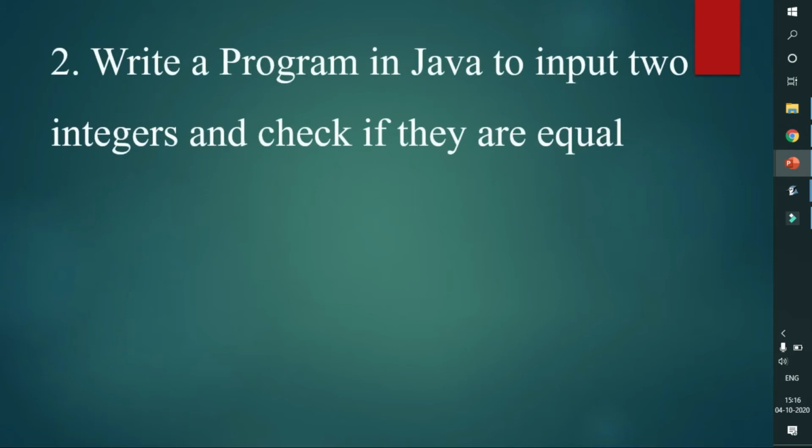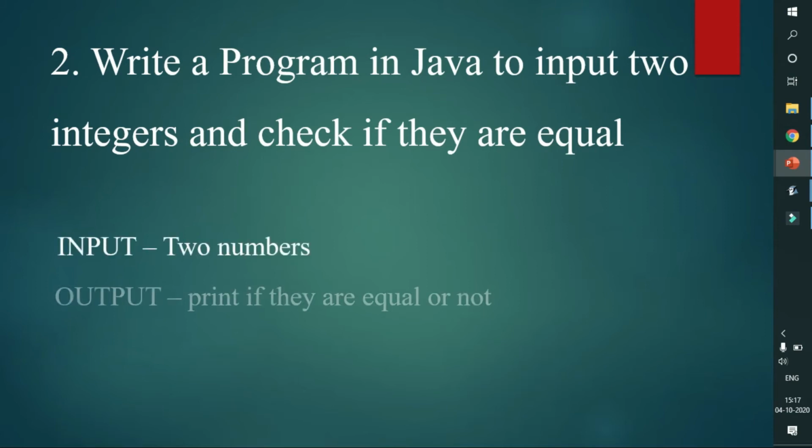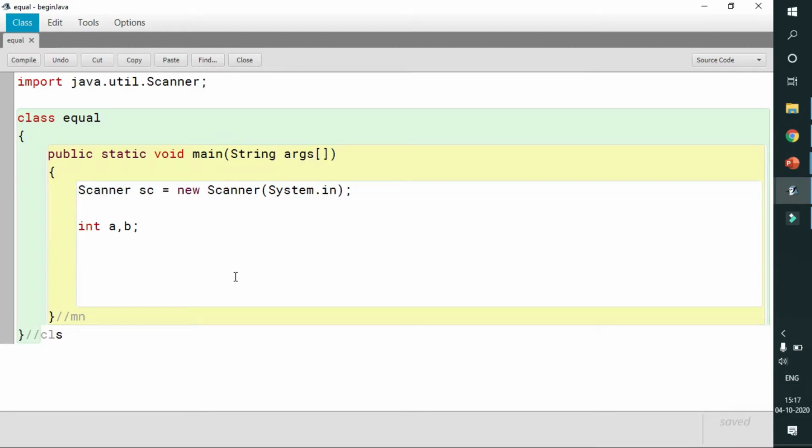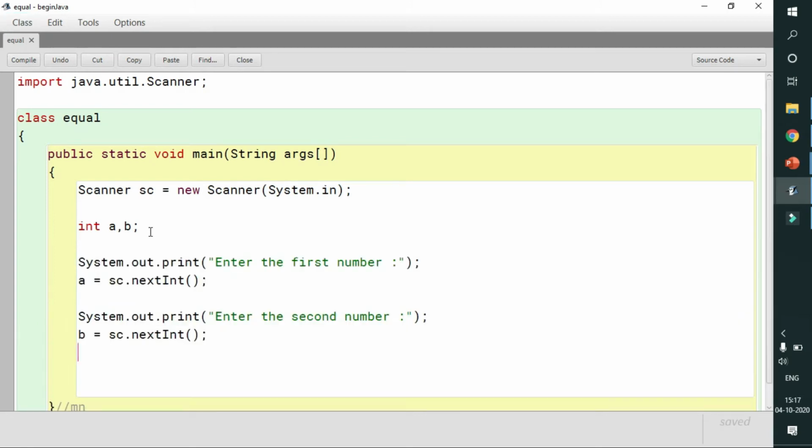Write a program in Java to input two integers and check if they are equal. Here again the input is two integer numbers and the output is to print if they are equal or not. So the process is to check if the numbers are equal. Okay, here we have created the class equal, again using the Scanner class for input, and we have declared the two variables that we need to input, that is A and B. Now we have to check the condition whether A is equal to B. So before that we have to input the two numbers. So here we are inputting the first number and the second number.